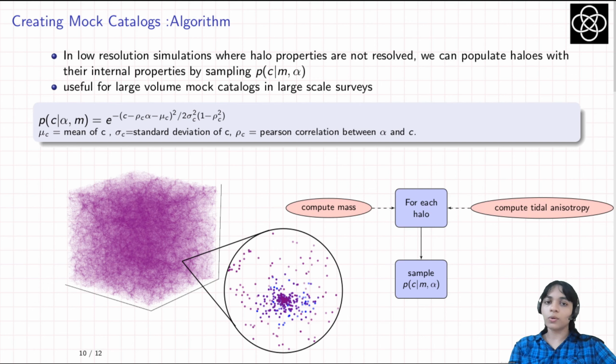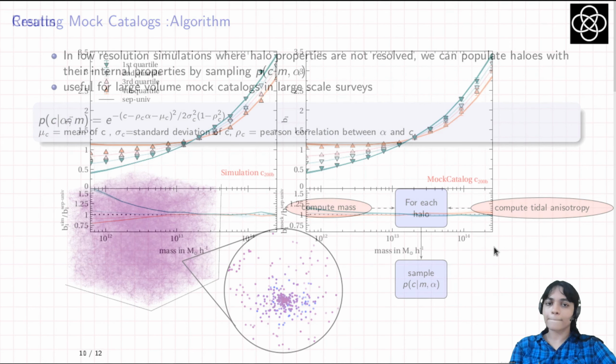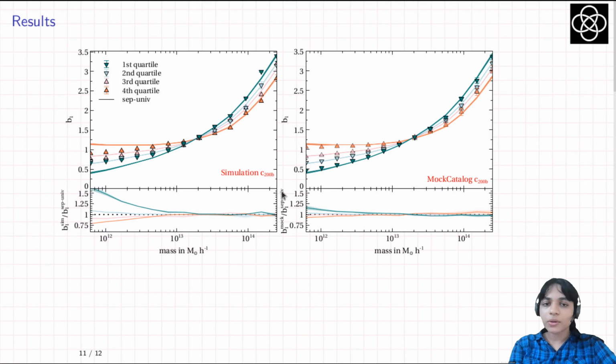So how well does the mock catalog recover the large scale properties, and how does it compare with a regular simulation? Here we compare how well the mock values reproduce the large scale assembly bias in the right panel, and show a comparison with the simulation particle based computation in the left panel.